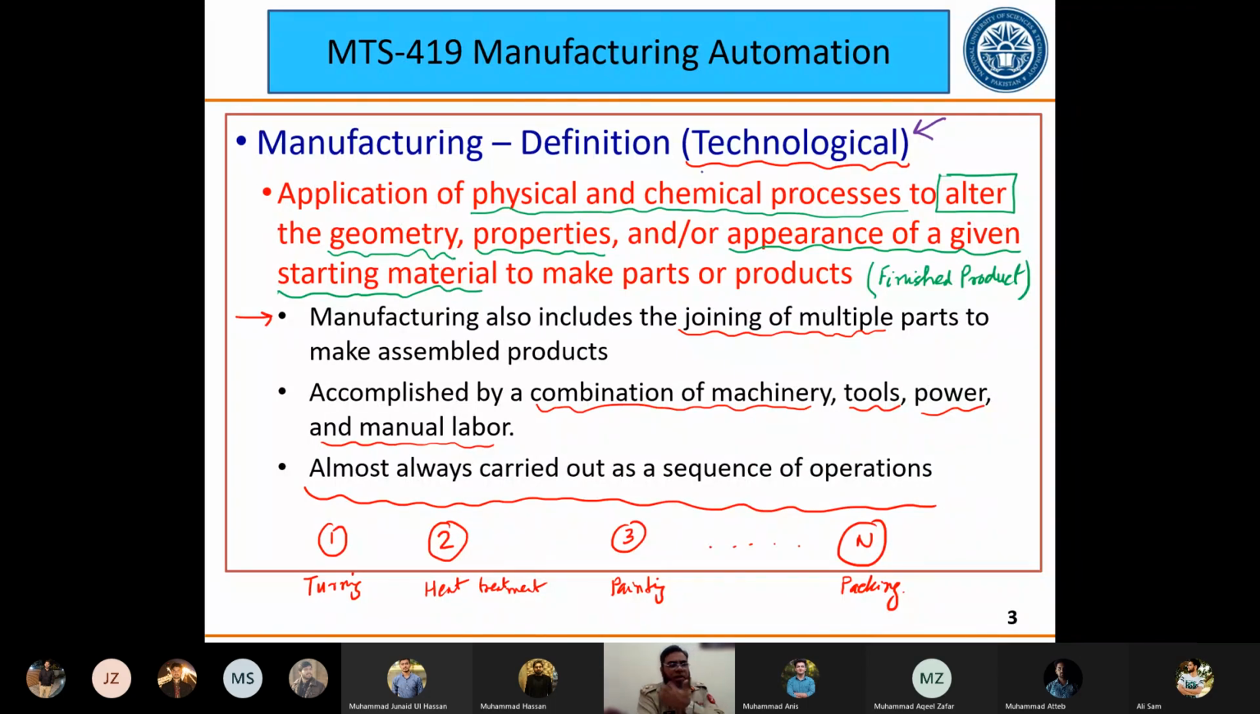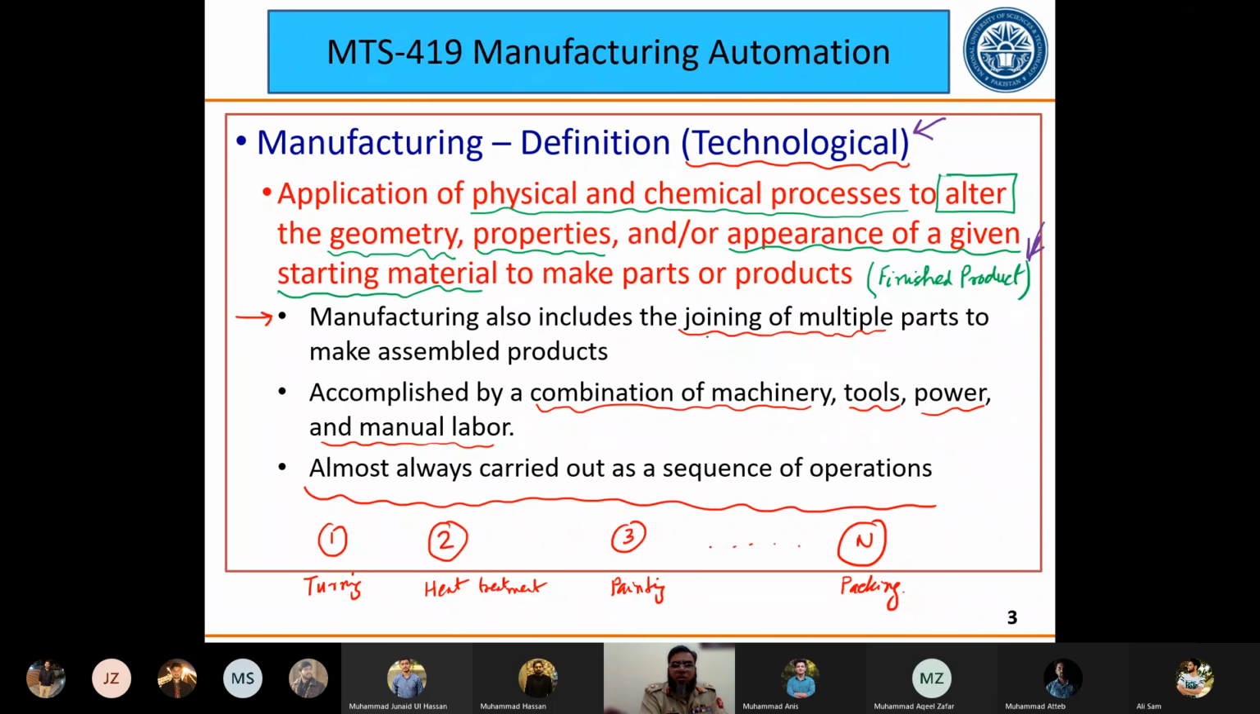So these are some physical and chemical processes which are used to change or alter the geometry, properties or appearance of a given starting material to make parts or products. So this is actually the finished product. It is the conversion of raw materials into finished product with the help of some physical or chemical processes. So here you go with the finished product.